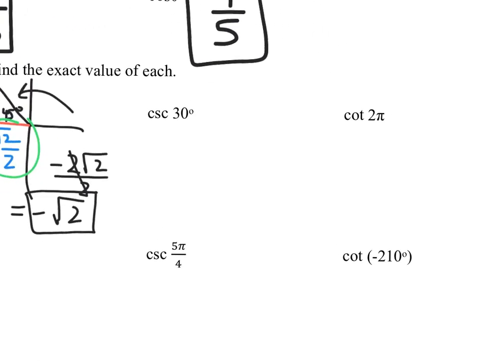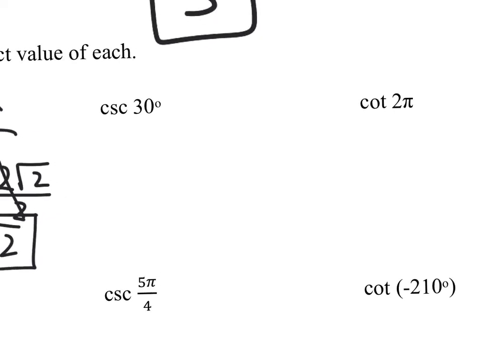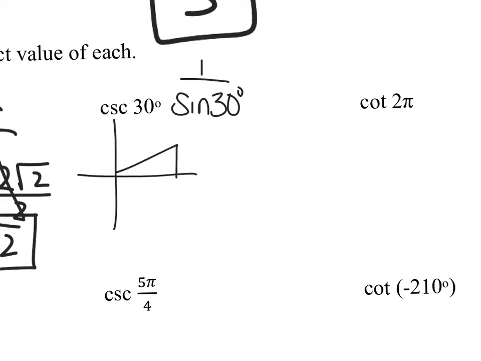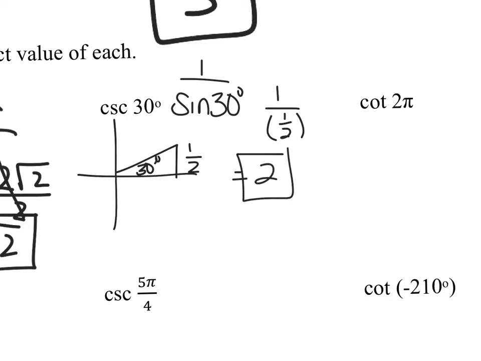Example 2, find the exact value of cosecant of 30. So this is the same thing as 1 over the sine of 30. So the sine of 30 is going to be 1/2. So doing 1 divided by 1/2 is the same thing as just writing 2. So the cosecant of 30 is 2.